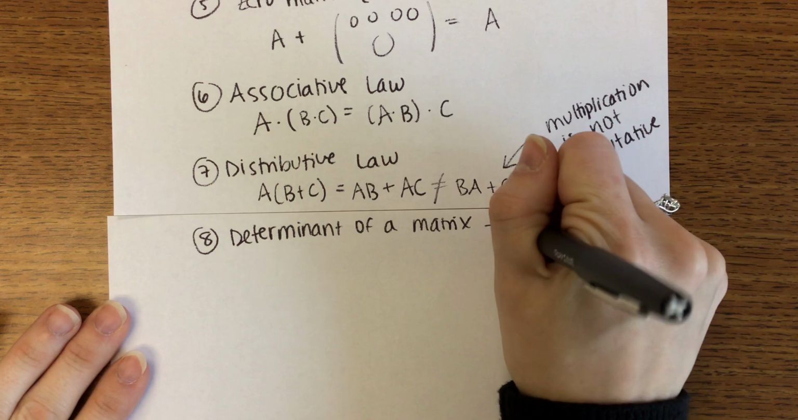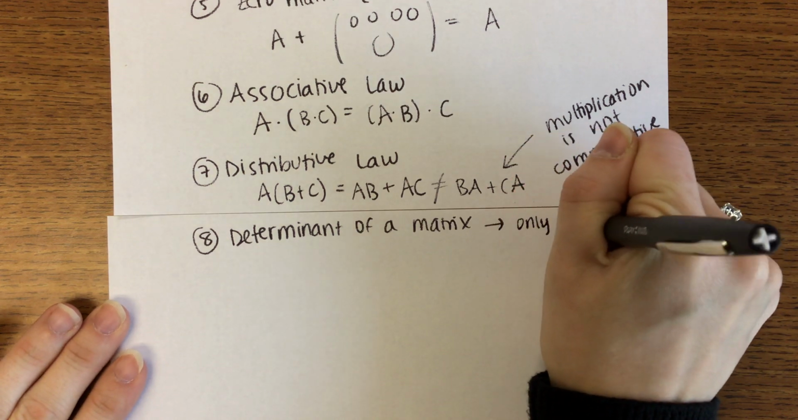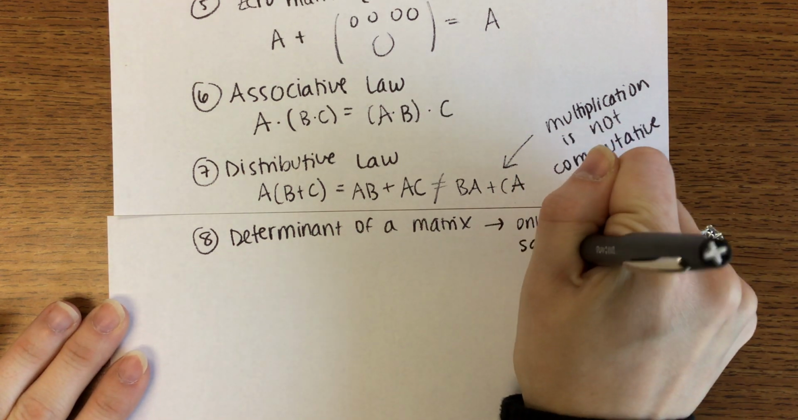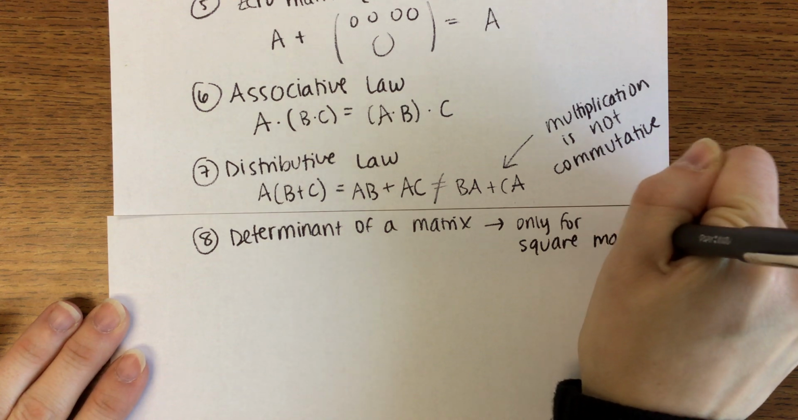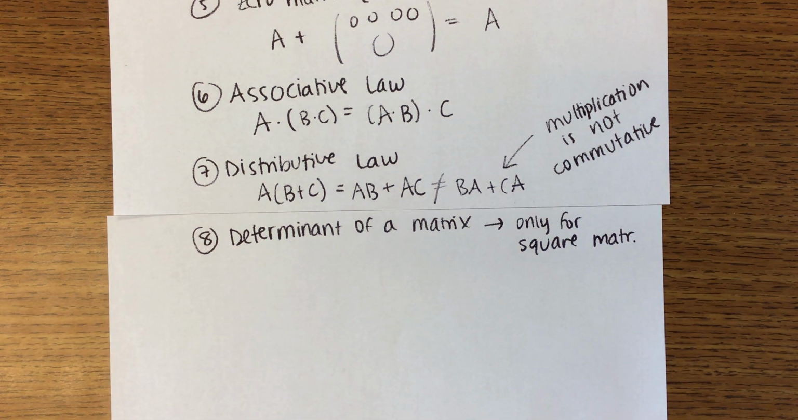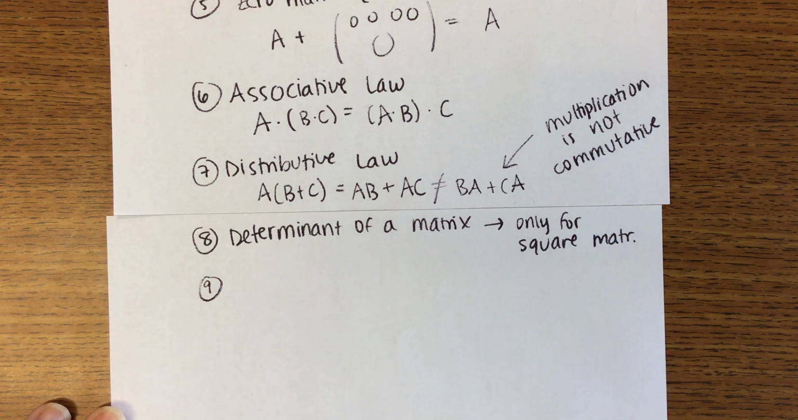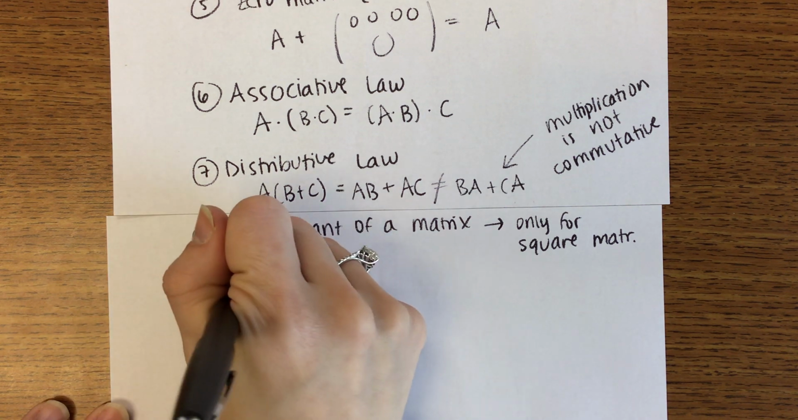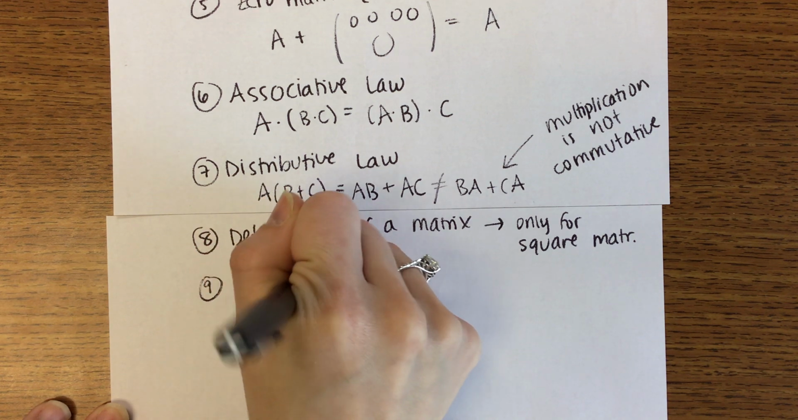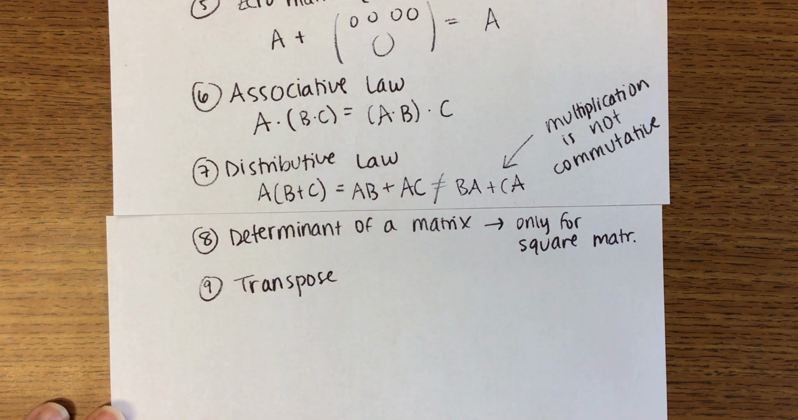Determinant of a matrix. Only for square matrices, so n by n. Okay, so that we've definitely talked about. Last thing before we look at some examples: the transpose of a matrix. Do we remember that? Have we heard that before? Okay, some of you maybe have, some of you have not.